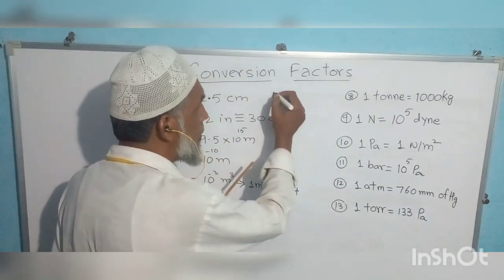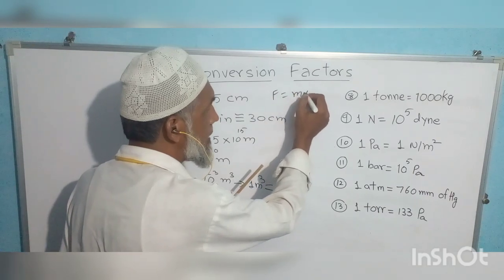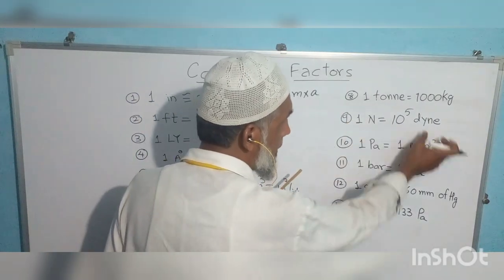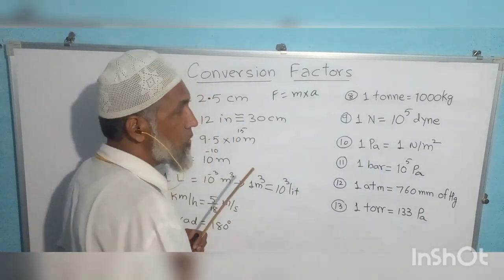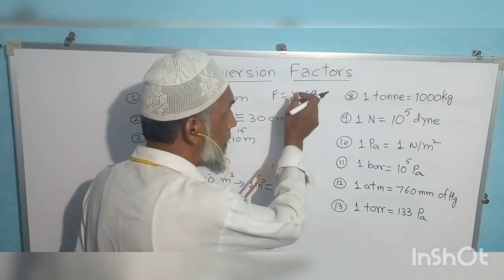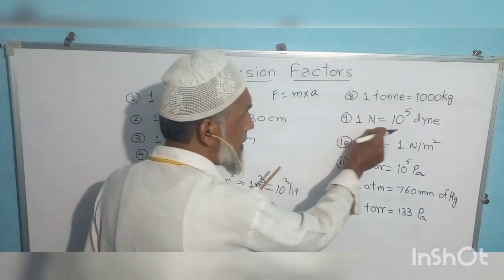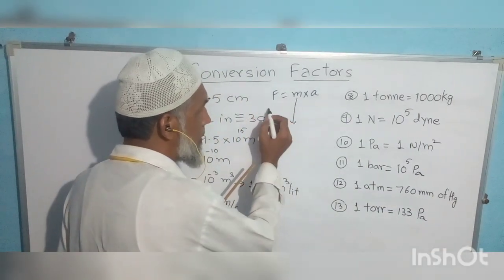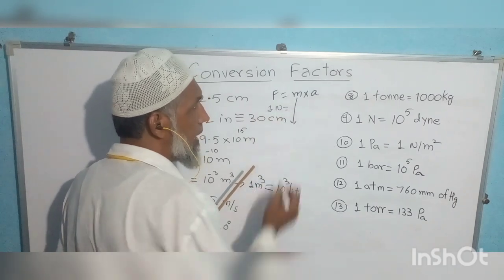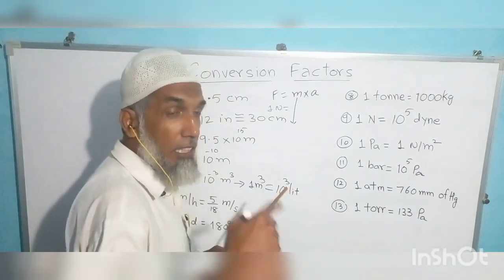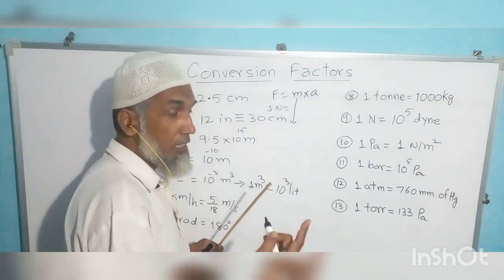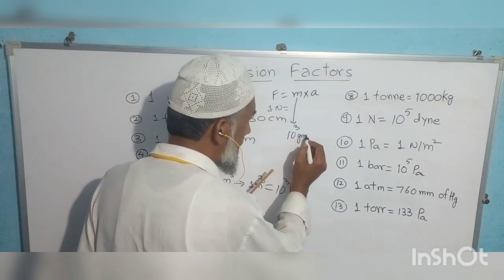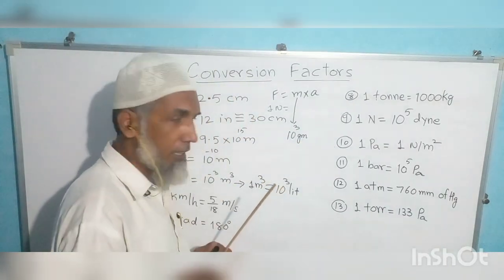So you are converting force. Force means mass into acceleration. So you are converting from MKS to CGS system. So you have to convert the units of mass and acceleration from MKS to CGS system. So let us convert this. This is 1 newton. Mass is in kilogram, and you are converting into CGS unit, that is gram. 1 kilogram is 1000 gram.